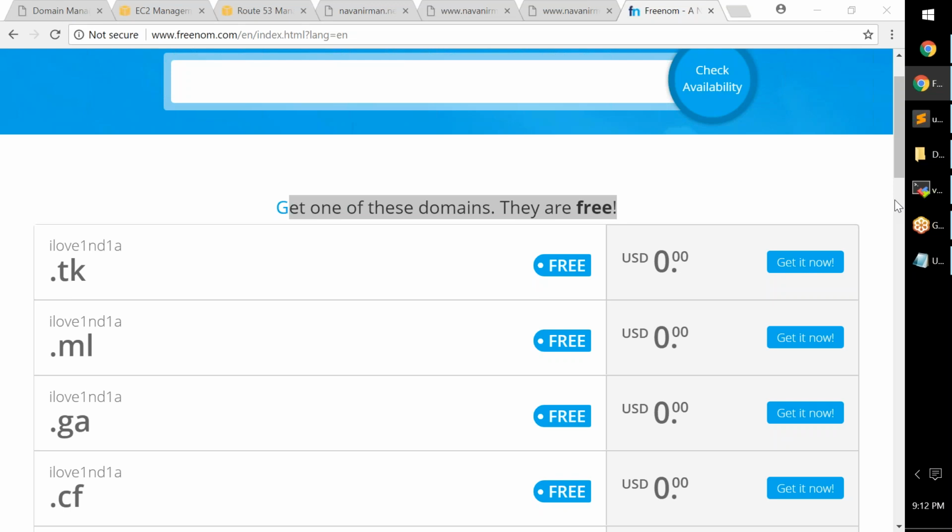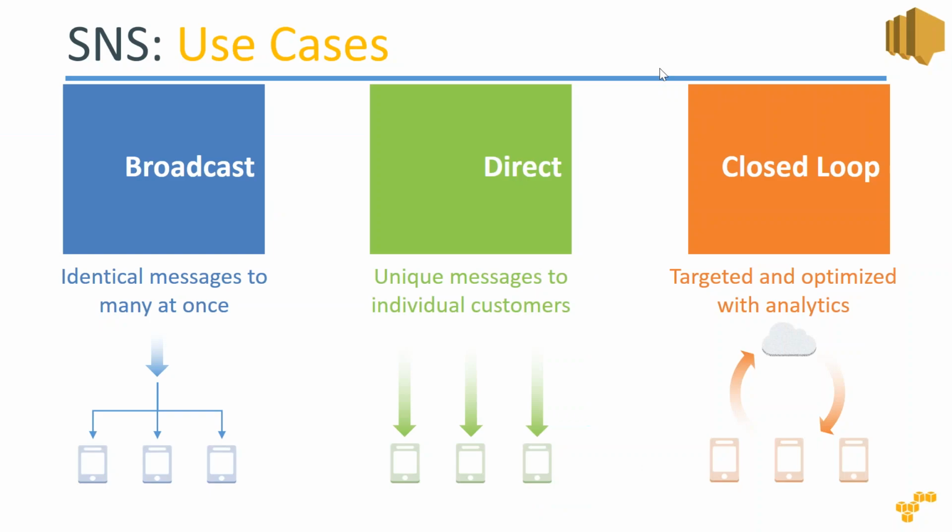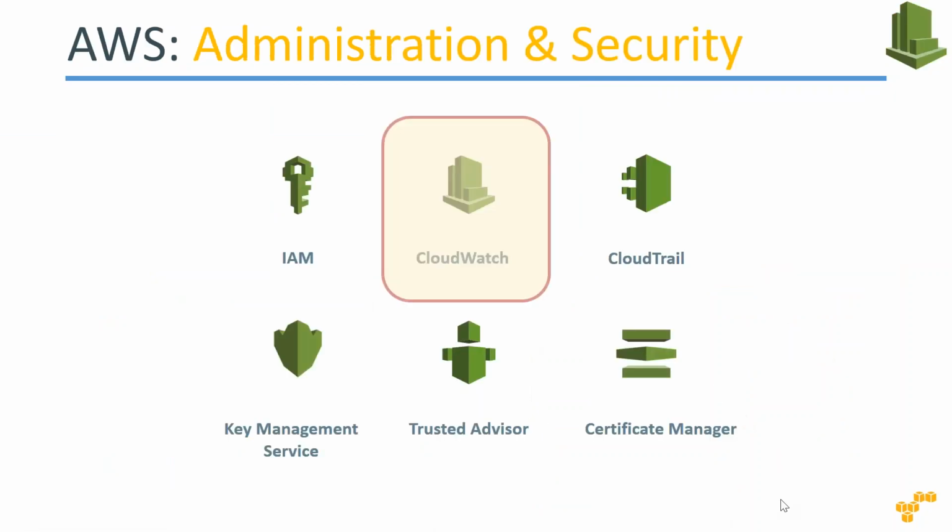And then there is optimized with analytics. Say, for example, instead of sending it to millions of people, you identify a few people who are potential buyers for your applications. Then you can go ahead and target those people alone.